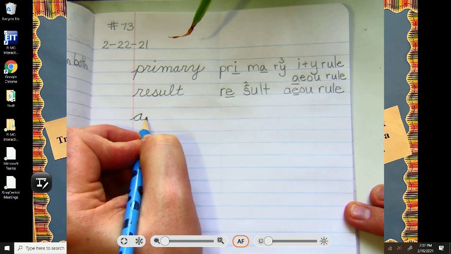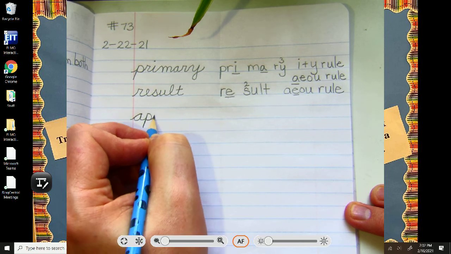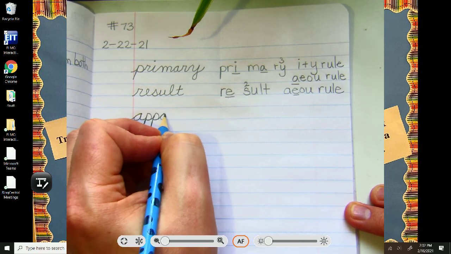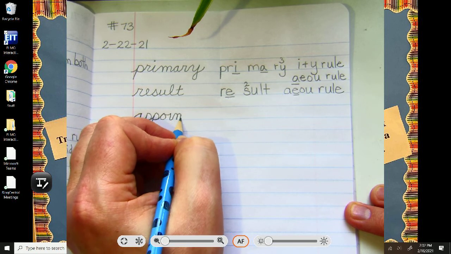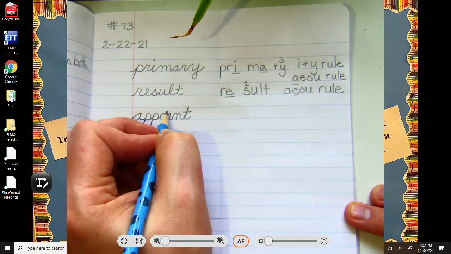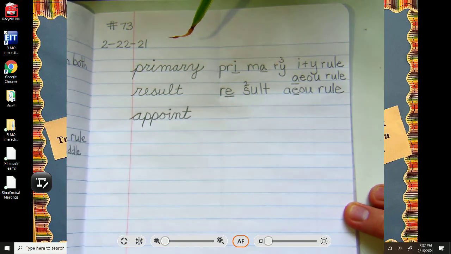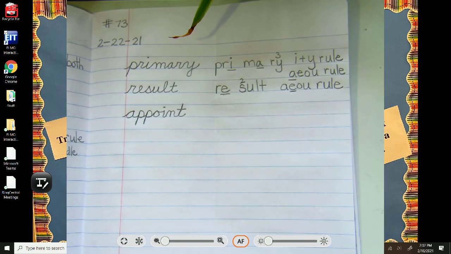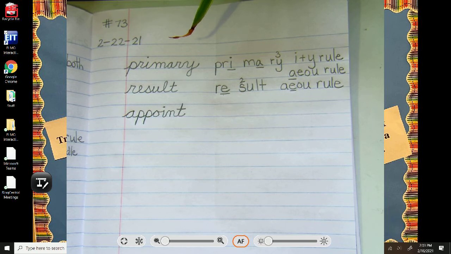Our next word, appoint. You may remember the British government appointed a new governor of Massachusetts. Appoint. Pause for a moment. Analyze appoint. All right, scholars. How many syllables in appoint? I hope you said 2.